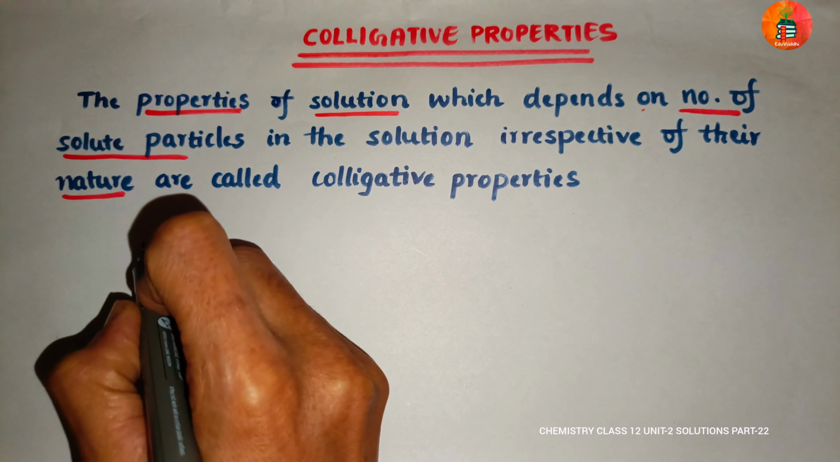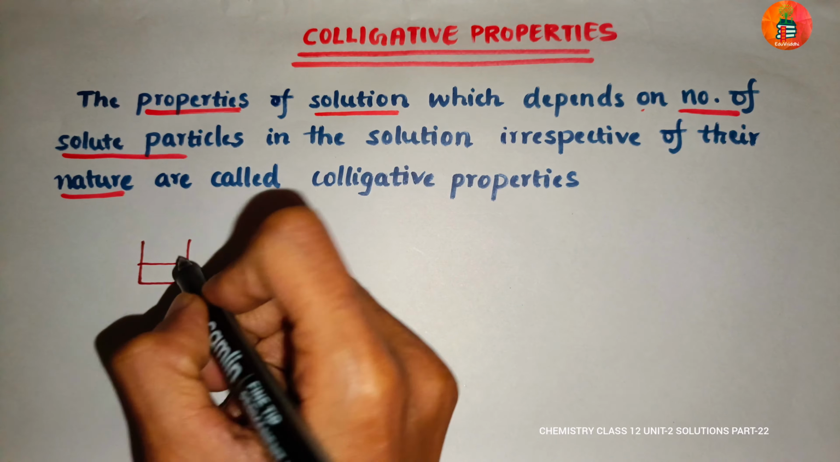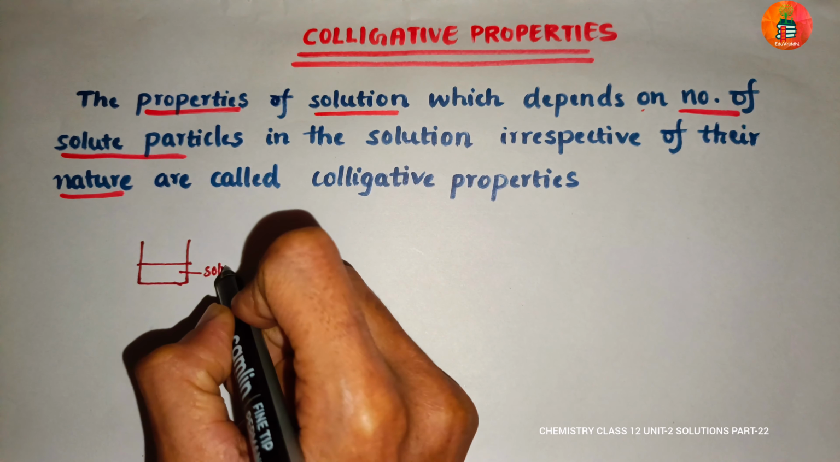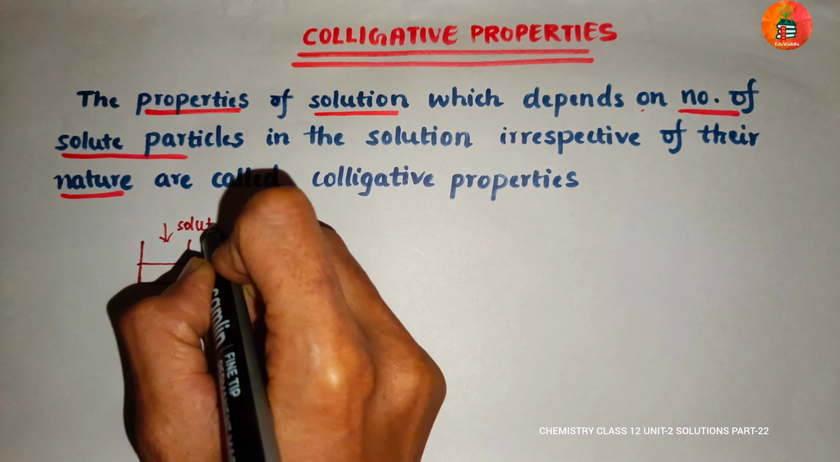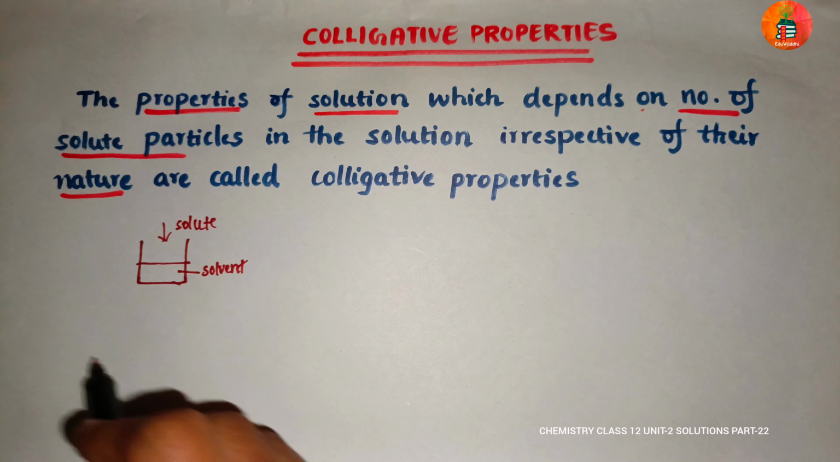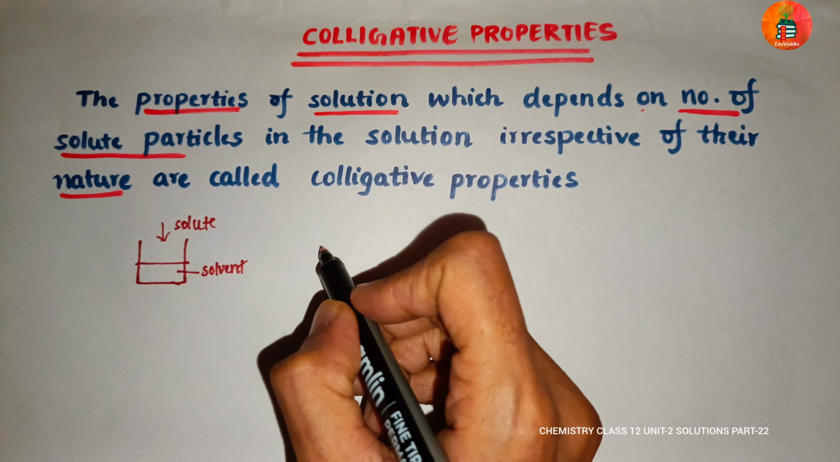We know that a solution is made up of solute and solvent. If there is a solvent and you add some solute into it, you will get the solution. Totally this will act as a solution. So let me take one example.